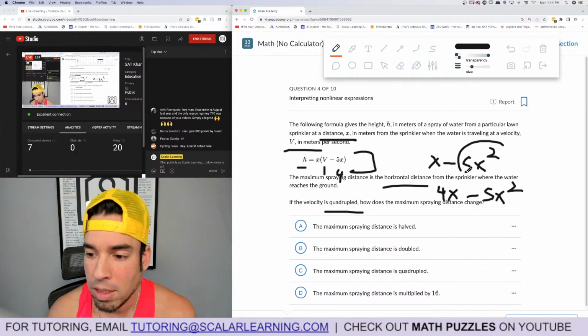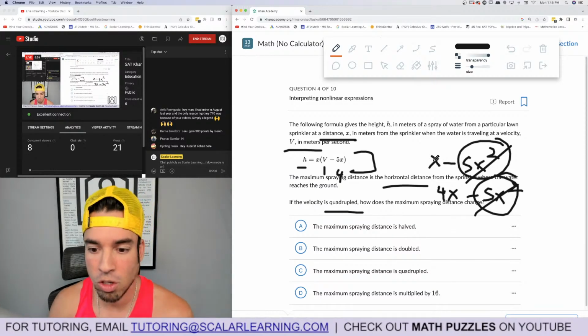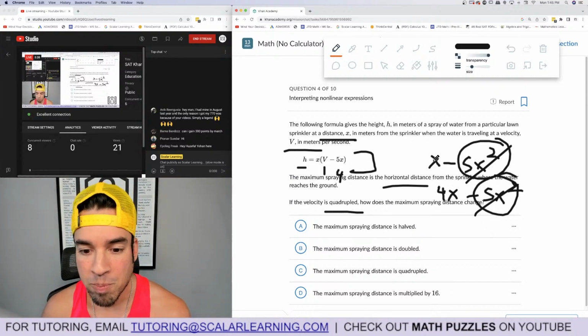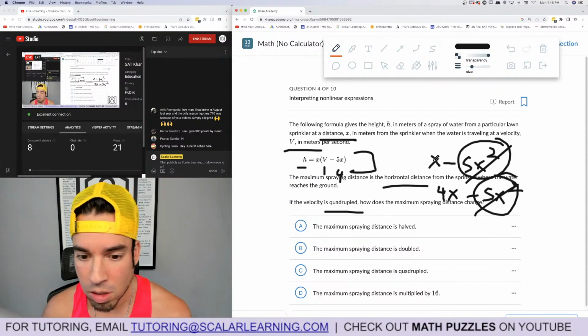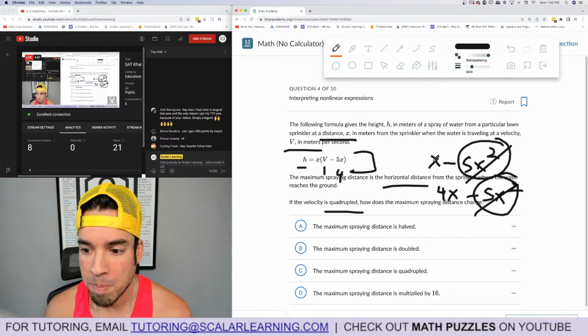So we're subtracting the same amount every time, so that doesn't really matter. And it looks like it's quadrupled, unless I'm misinterpreting something. Let me make sure I'm not oversimplifying. If the maximum spraying distance is the horizontal distance, and the velocity v is quadrupled, right? Then that distance is 10, right?